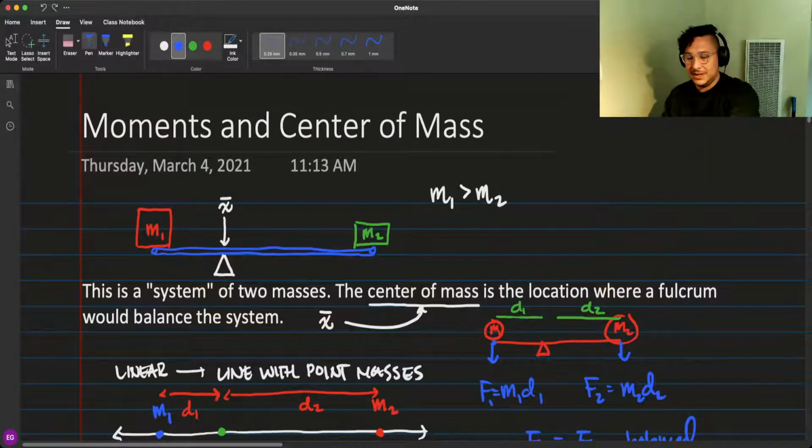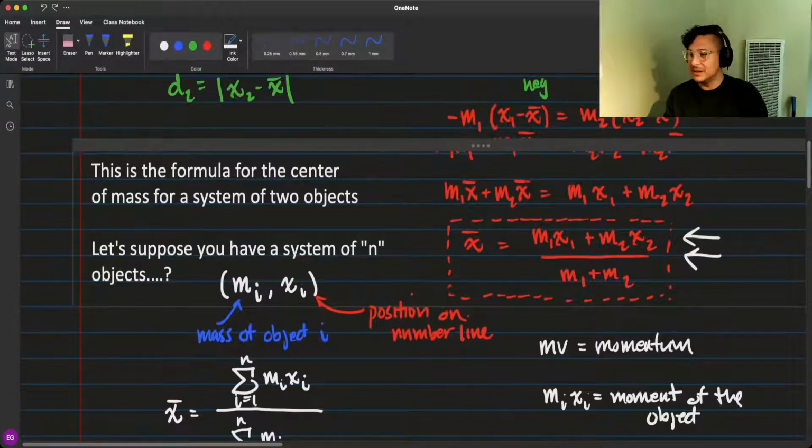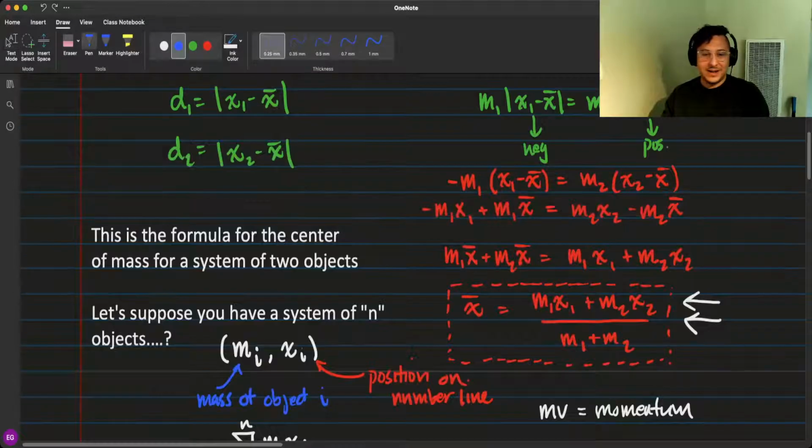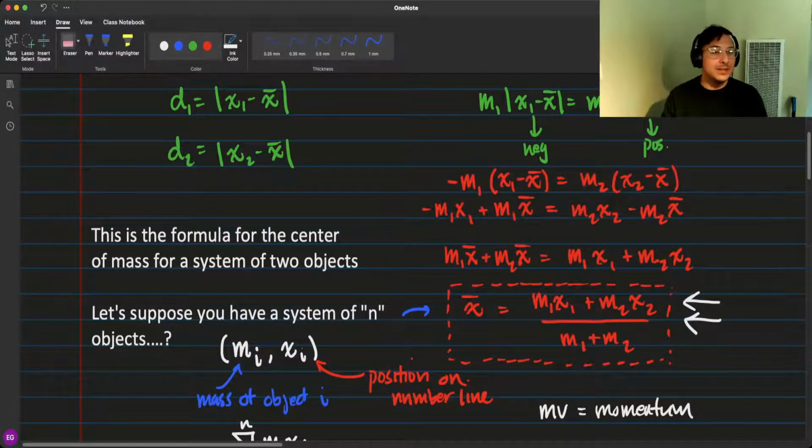Oops, why does it keep doing that? So I've said that this formula is similar to something. This one right here, where you add up all the things and you divide by the total mass. Yeah, it's actually similar to the mean.